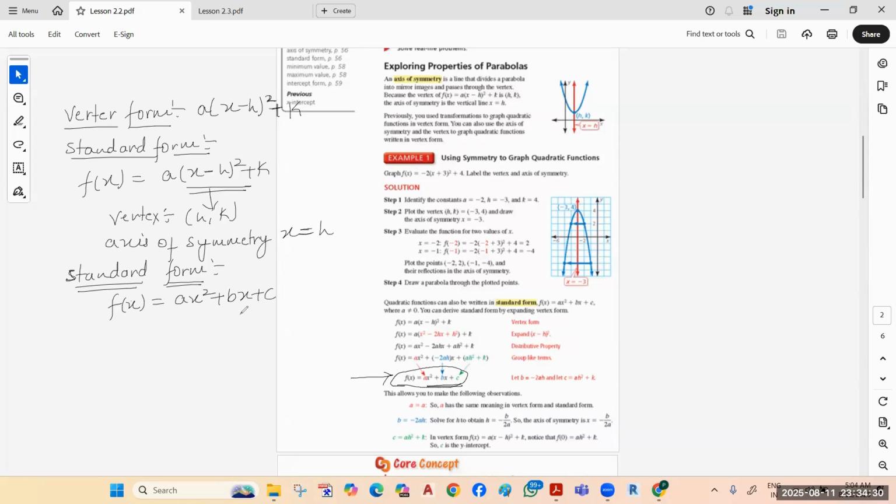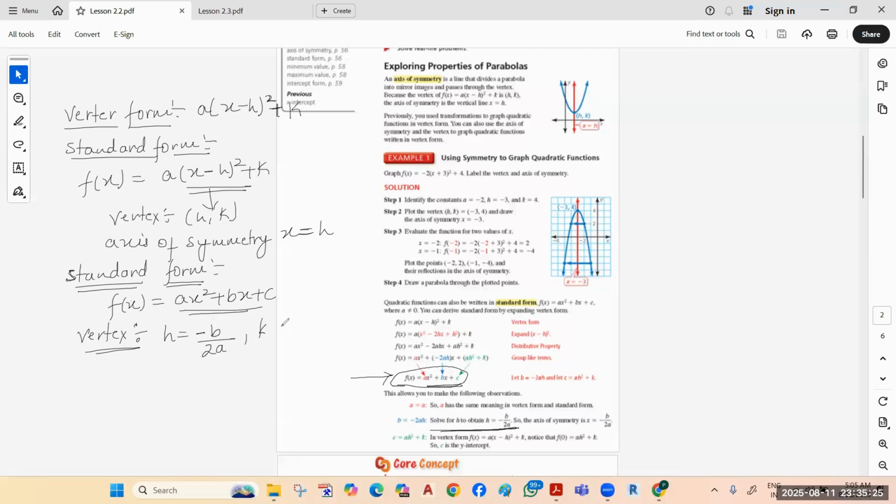Okay. Now, if Pranav is given the standard form, he will tell me what will be the vertex, which is the value of h. Because h and k are the coordinates of the vertex, right? So if it is in the standard form, what will be the value of h here? Minus b over 2a is going to be the value of h.